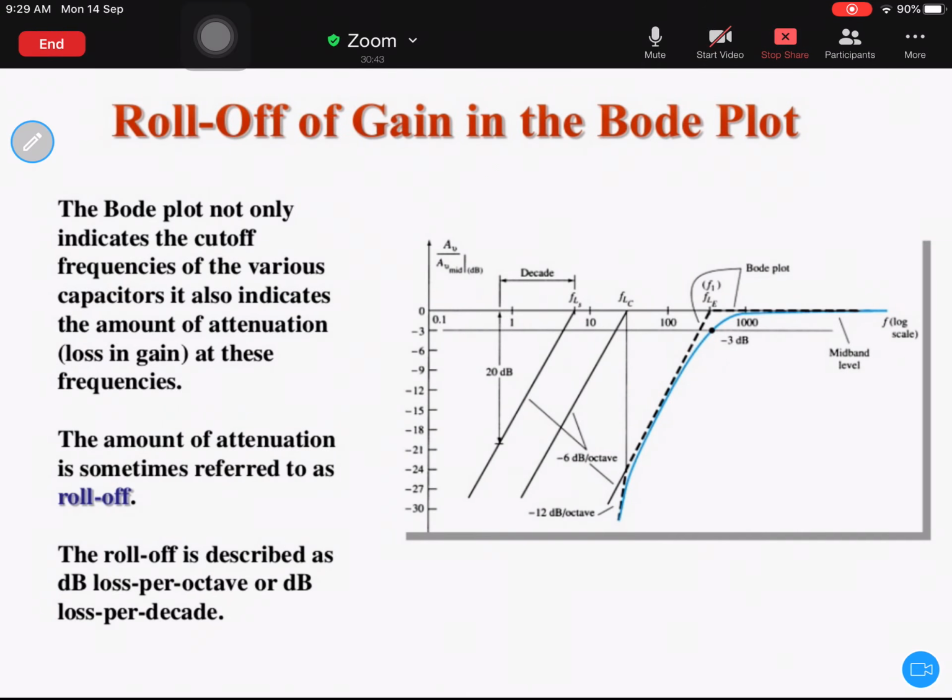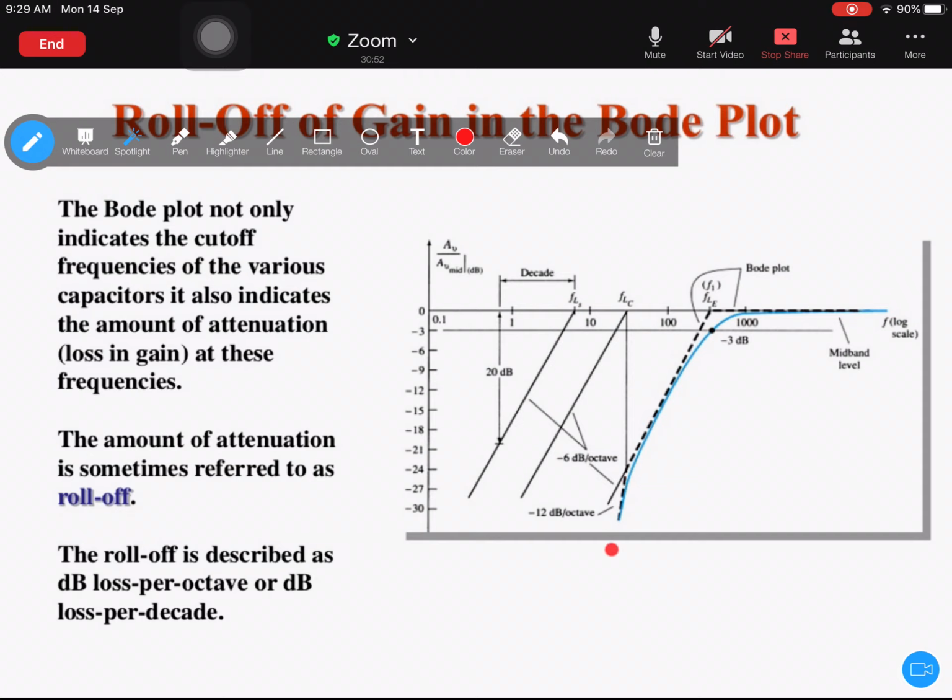Next one, the role of gain in the Bode plot. As you can see, this is nothing but a frequency response plot. In this frequency response plot, the amount of attenuation with respect to frequency is very steep. This is called roll off. This condition, the amount of attenuation or loss of gain, is called roll off. Okay, remember these points, these are very important.